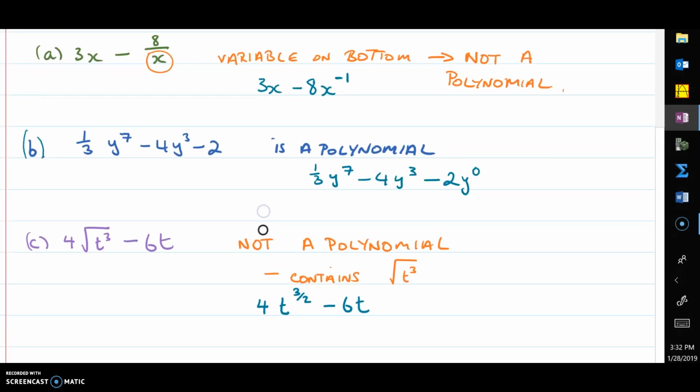Okay, so those are the three questions, and if you have variables on the bottom of a fraction, or you have the square root of a variable, then your expression is not a polynomial.